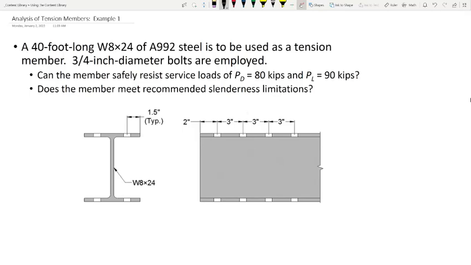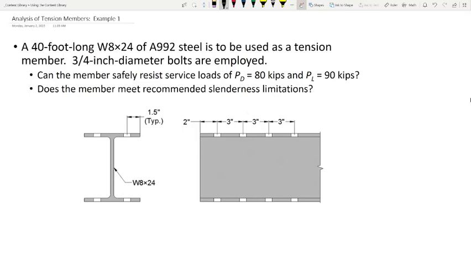So to put it in perspective, if I wanted to factor those loads, I would need to do 1.4 dead or 1.2 dead plus 1.6 live. Some problems in this class, you are going to be given the loads and they are already factored. So that's where the terminology of service loads versus factored loads is something that you need to pay attention to.